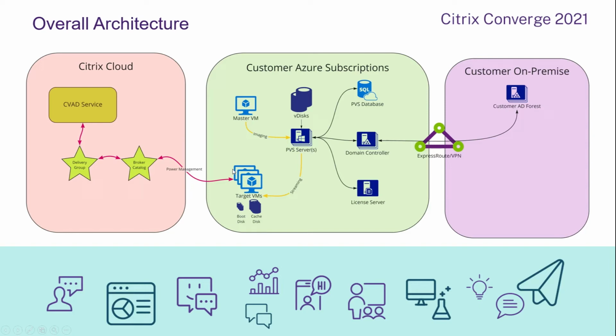And those target VMs are added to a broker catalog in Citrix Cloud. That broker catalog is part of a delivery group, just like any other setup, and that delivery group can support things like auto-scale and so on to power on and off the target VMs as they're needed.